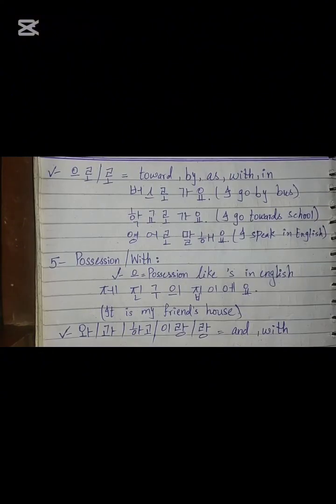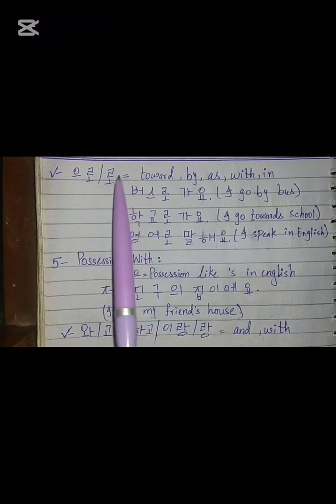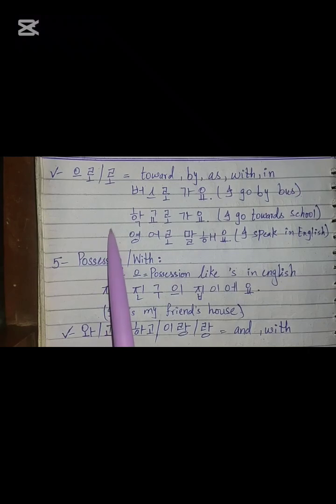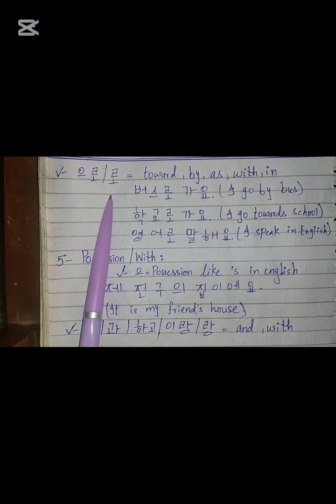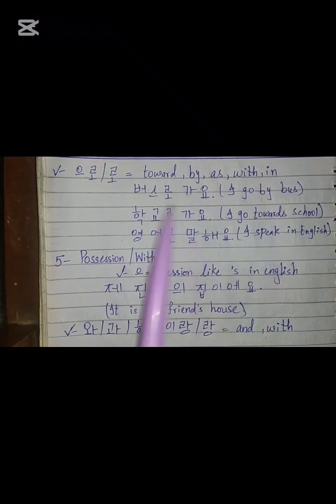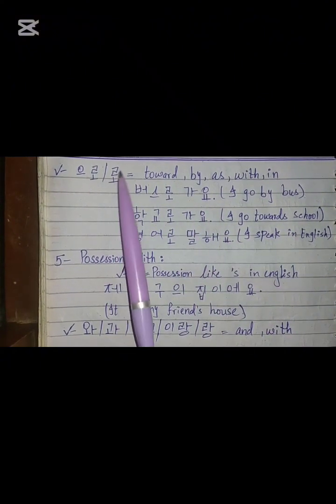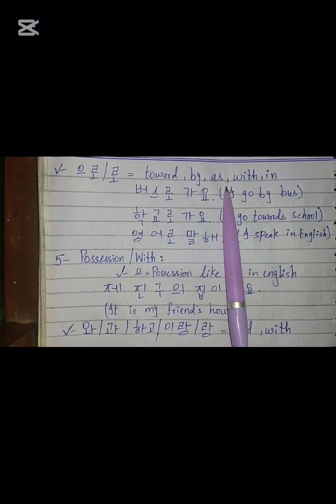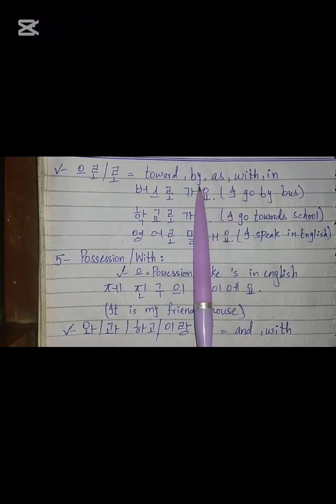Okay, so now the third one, which is used for place and direction, is iro or ro. It is the same as before: whenever the word ends with a consonant, we use iro, and whenever it ends with a vowel, we use ro. All right. Ro is basically used for by, as, with, in. Whenever we are using these, we use ro for it.